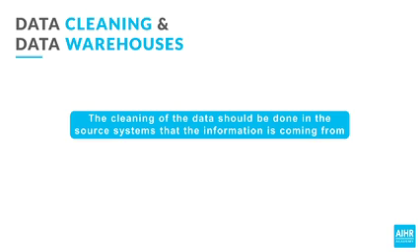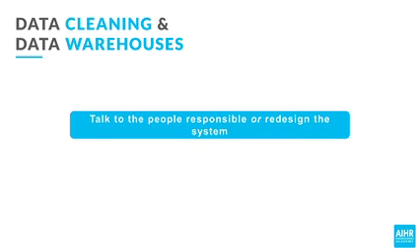In addition, you can fix the problem of dirty data in an even more structural way by talking to the people responsible for putting the data into the source system in the first place. You can also take a look at the system and then redesign it to reduce the propensity of dirty data to come in the first place.